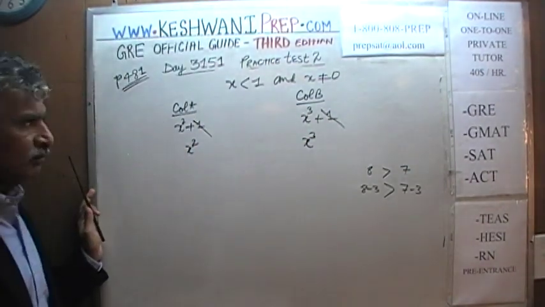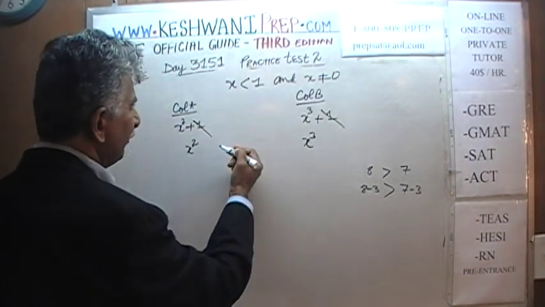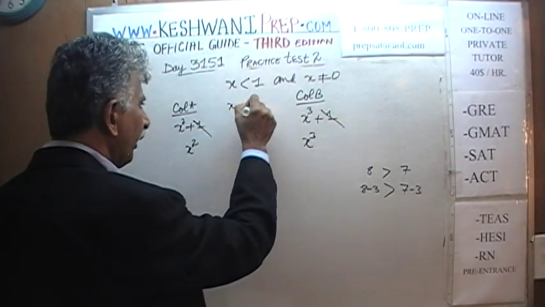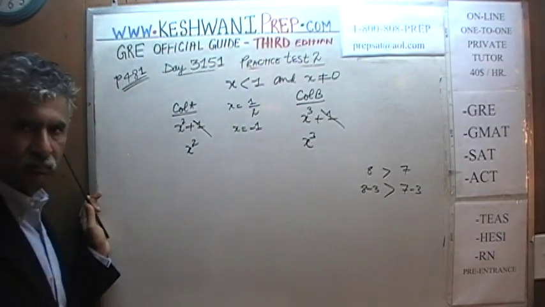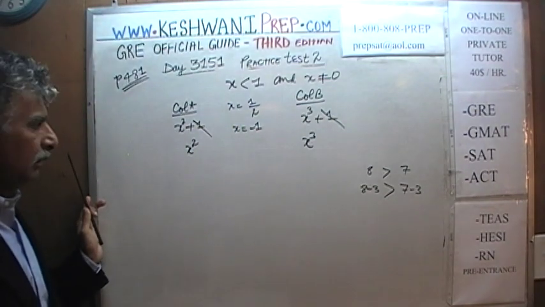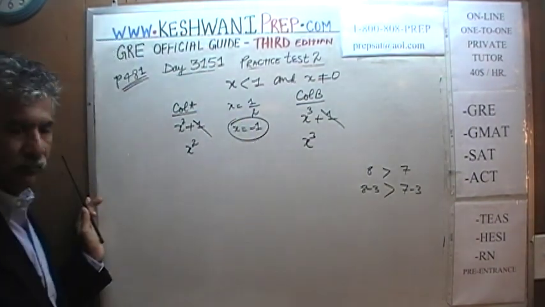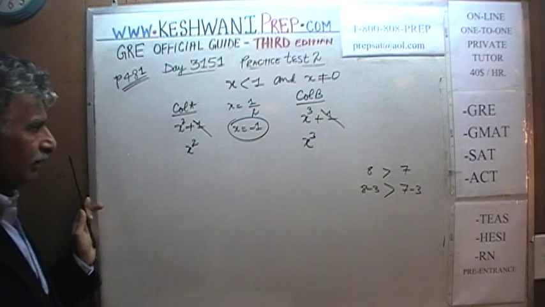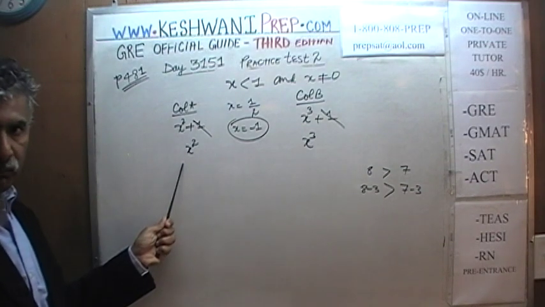The second thing we notice is that we are told that x is less than negative 1, which means that x could be negative 2, or negative 1 million. But the point is that even if x is negative, x squared will always be a positive quantity.